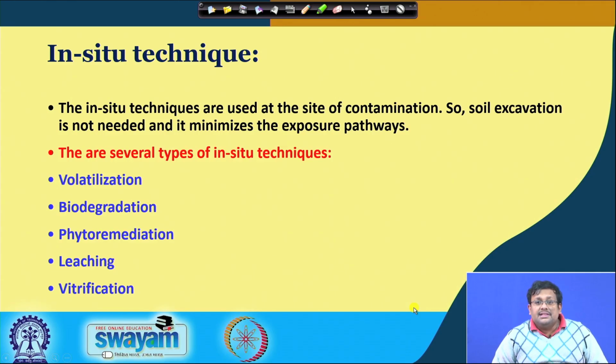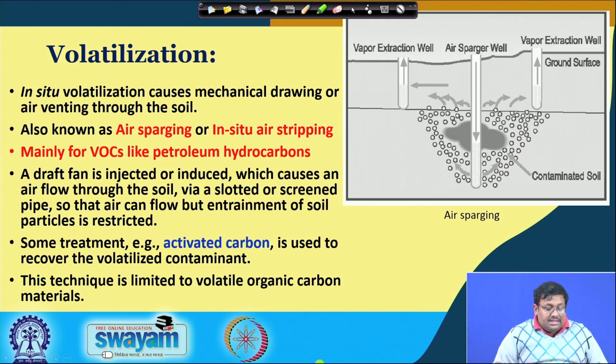So, let us first consider the in situ techniques. We will be discussing these 5 in situ techniques: volatilization, biodegradation, phytoremediation, leaching and vitrification. Remember that the in situ techniques are used at the site of the contamination. So, soil excavation is not needed and it minimizes the exposure pathways. Obviously, the in situ techniques are applied at the place of contamination, so we are not excavating the soil. Let us see what these are.